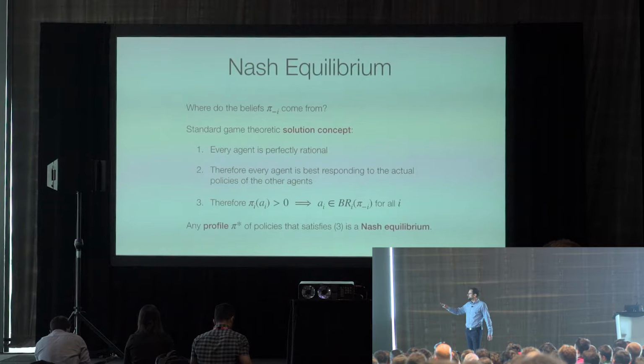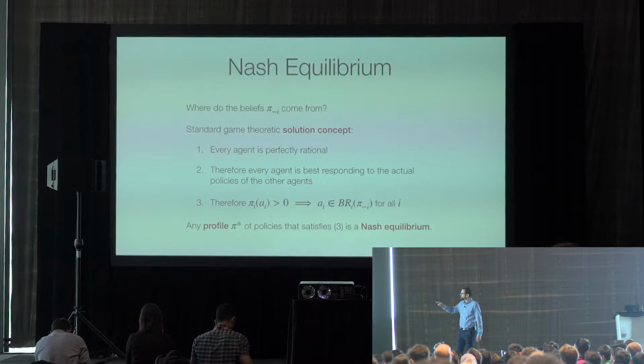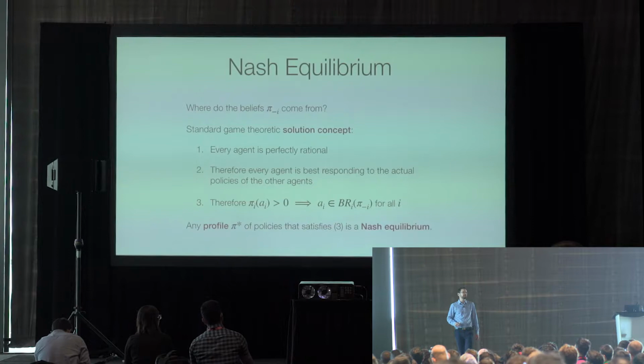So we're going to say that if you've got a profile of policies, one policy for every agent, that satisfies this third condition, then we're going to say that that profile of policies is a Nash equilibrium. And if the agents are behaving according to those policies, then the agents are in equilibrium. They are playing in Nash equilibrium.